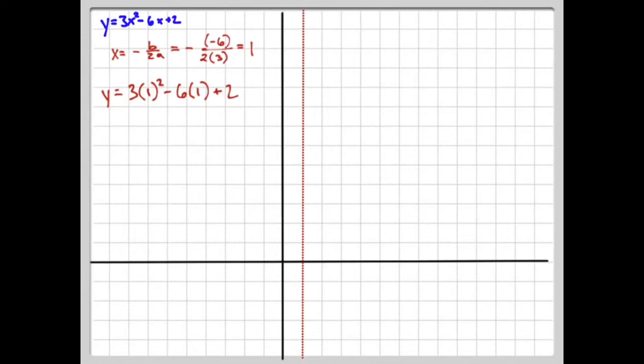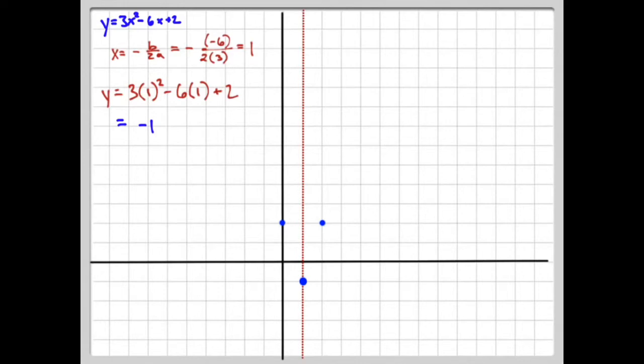So yes, if we check this out, we get y equals negative 1. That tells us that our vertex is at 1, negative 1, right there. Okay, looking back at the equation, what's our y-intercept? What's c in this case? 2. And then we reflect that over our axis of symmetry, we get our other point, 2, 2.